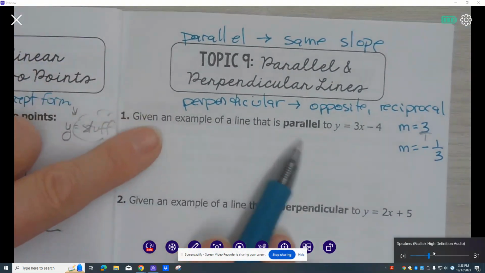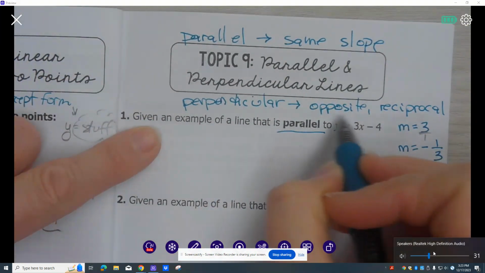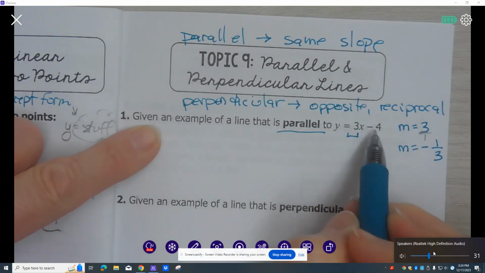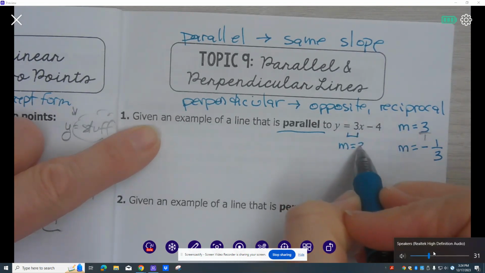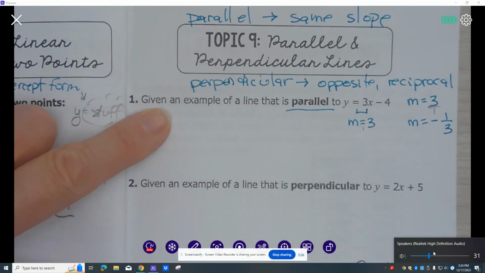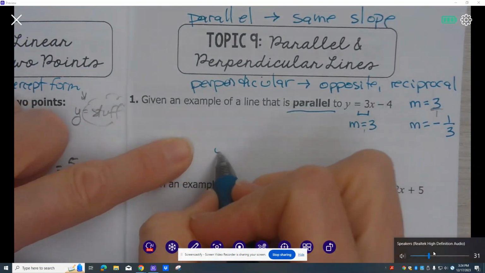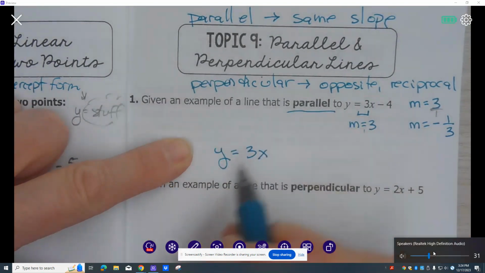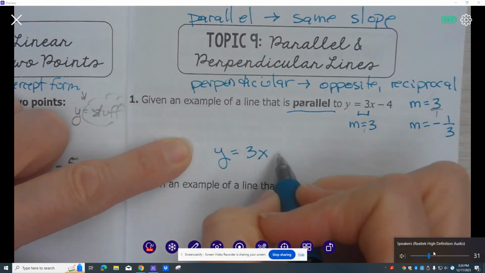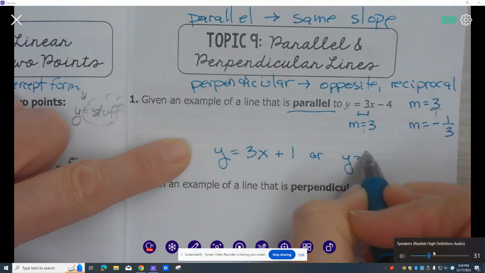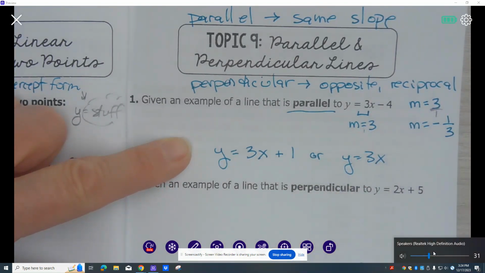The first one says, give an example of a line that is parallel to this line. So this equation right here is in slope-intercept form, y equals mx plus b. So I know my slope, or my m, is 3. So if I wanted to write an equation of a different line that's parallel to this one, I just write an equation where my m is 3, same slope, and then I can just put whatever y-intercept I want. You could also put no y-intercept. Well, actually, that's not no y-intercept. That's a y-intercept of 0.